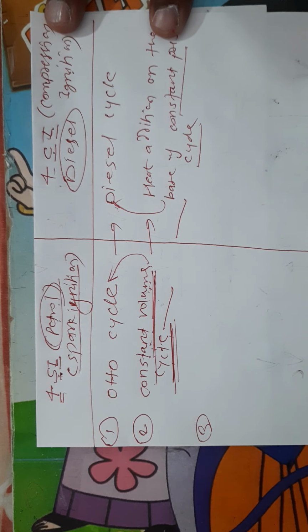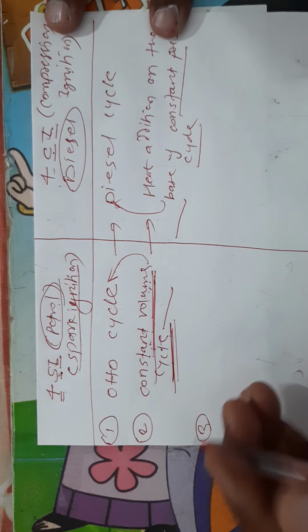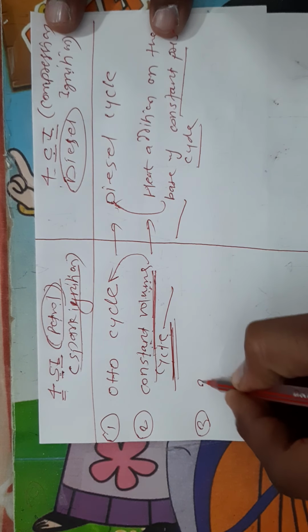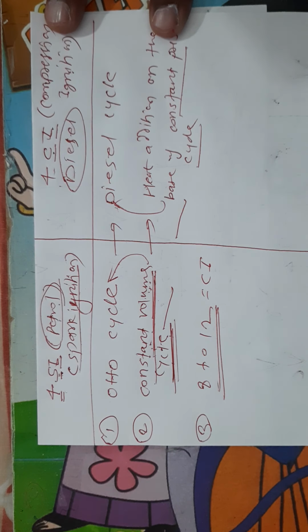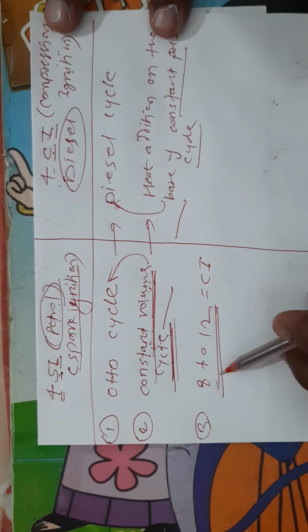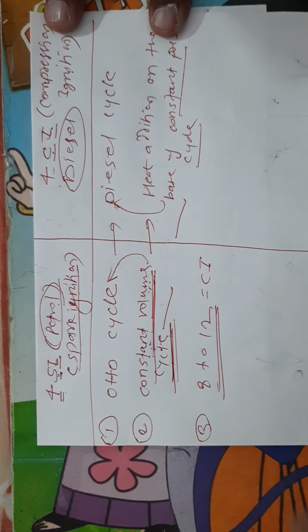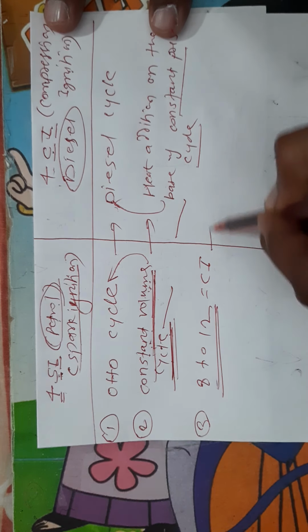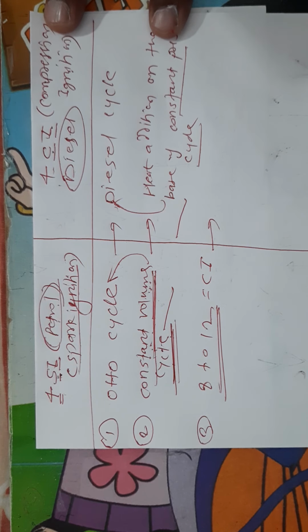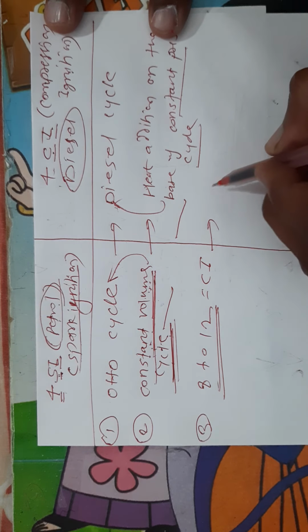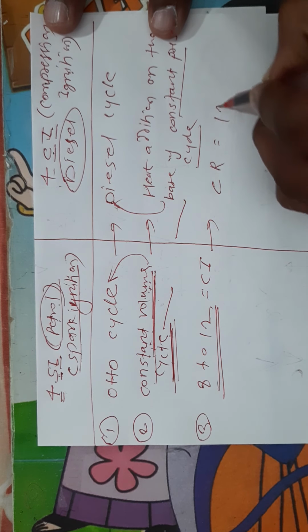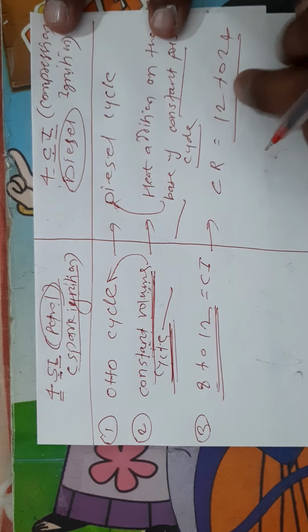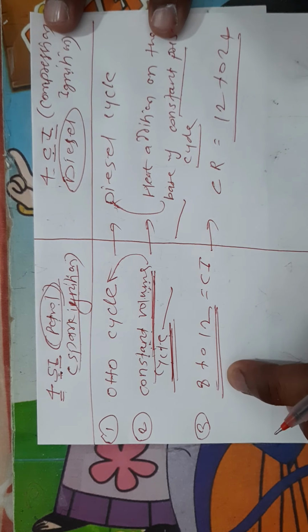So in the last video we saw the compression ratio. What is that? The compression ratio of our petrol engine or spark ignition engine is 8 to 12. So the compression ratio of our petrol engine lies between 8 to 12. Now, in a similar way, our four-stroke compression ignition engine has a compression ratio of 12 to 24. So here we have a higher compression ratio as compared to our petrol engine.